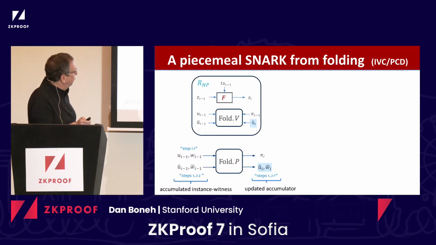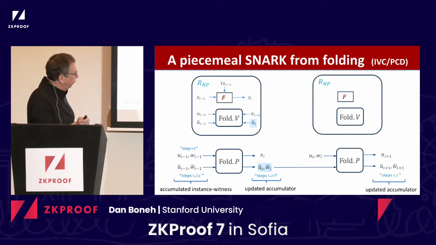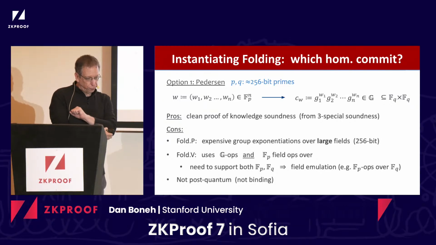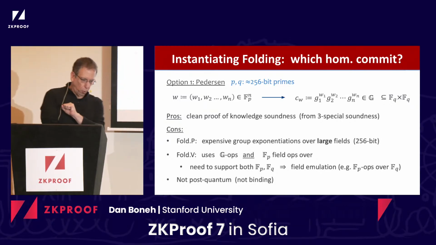So once we have a folding scheme, we can build a full SNARK from it, just like we did before. This part I think I'll just skip. Okay, so how do we build these folding proofs? All right, so how do we actually fold?